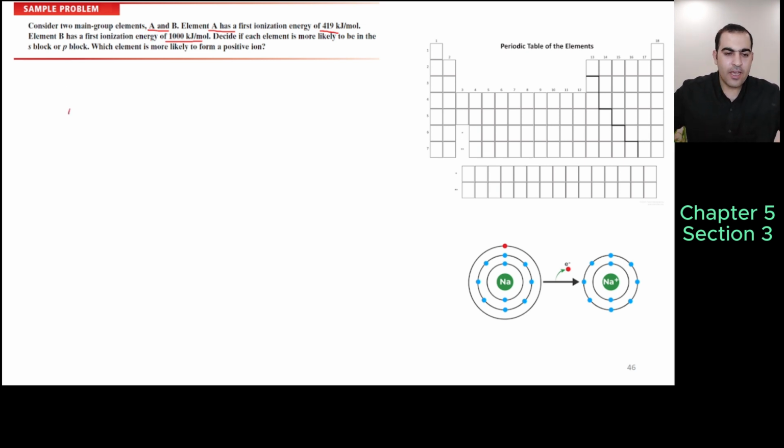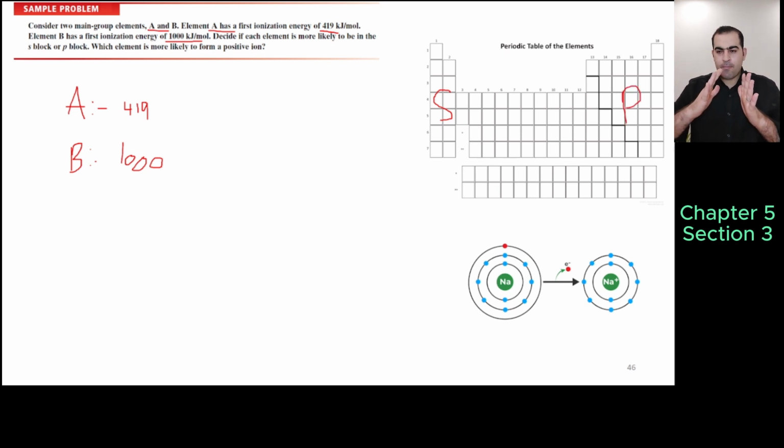Okay. We have element A, element B. Their first ionization energy is what? A is 419 kilojoule, B is about 1000 kilojoule per mole. Which one is more likely to be in the S and P block? S block is group 1, group 2. P is group 13 to 18. And the P block is on the right, S is on the left.